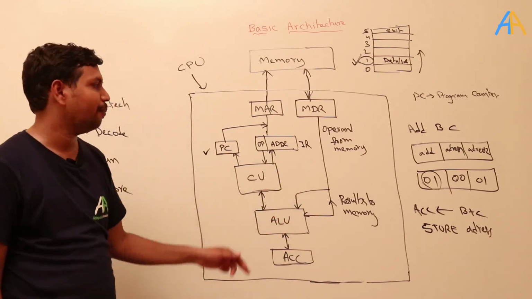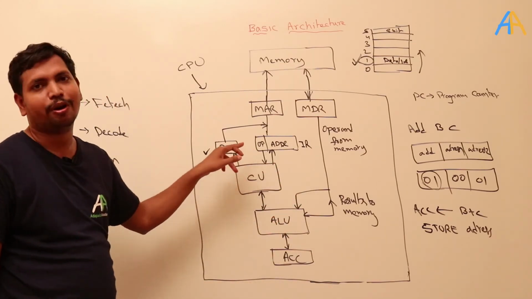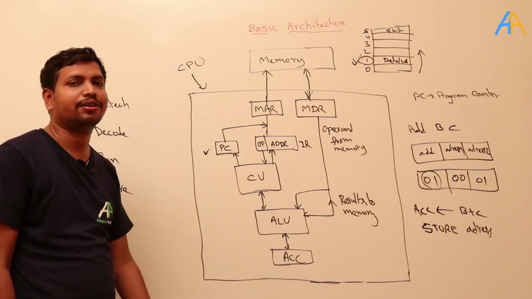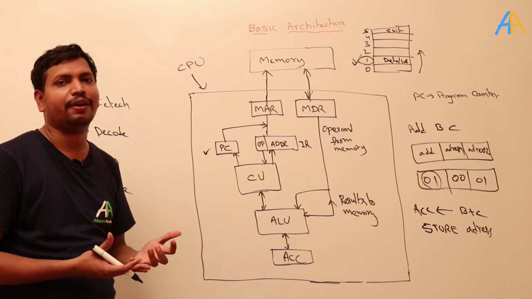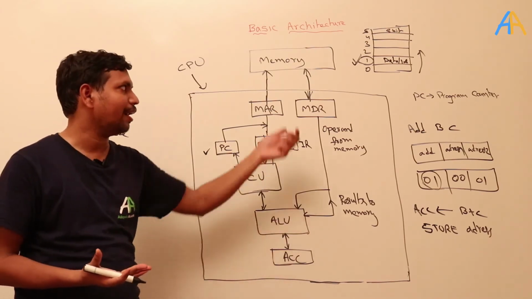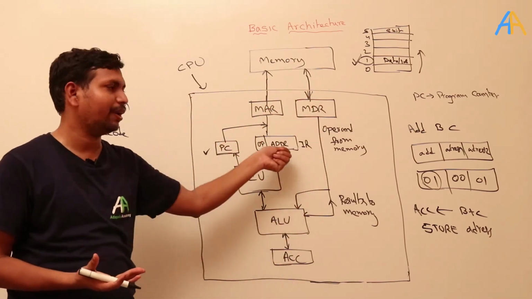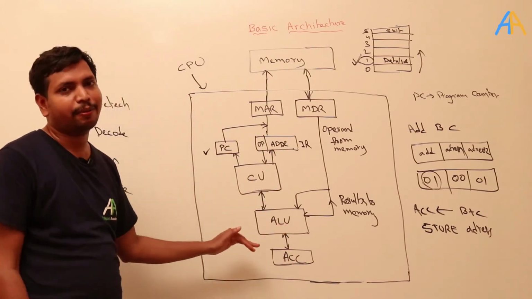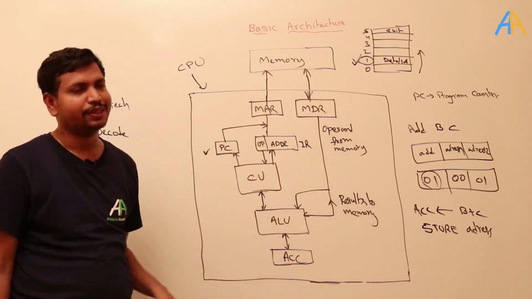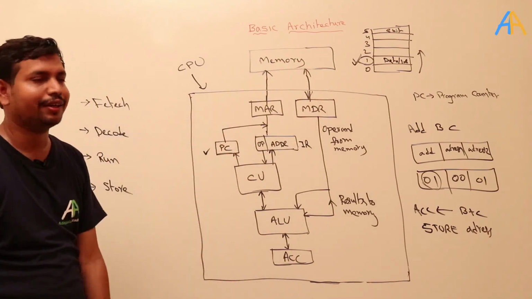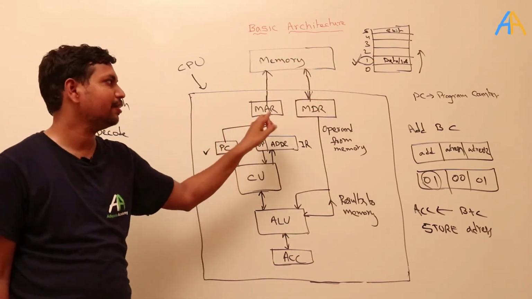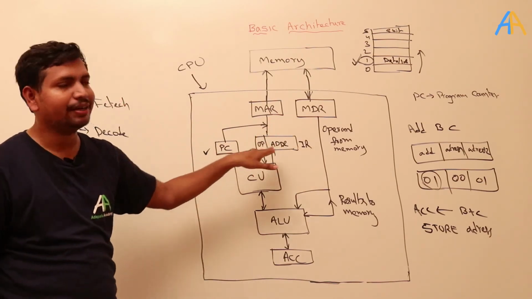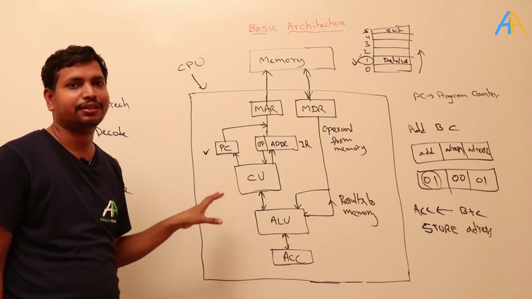After that, depending on the opcode, the operation code, addition or subtraction, it will generate control signals so that the arithmetic logic unit performs the required operation on the data collected from the memory. The final result will be stored in the accumulator. From the accumulator it has to go again to the memory. These are the internal registers: memory address register, memory data register, accumulator, program counter, instruction register. These are the important registers inside.